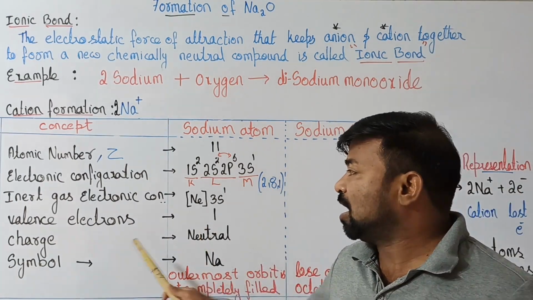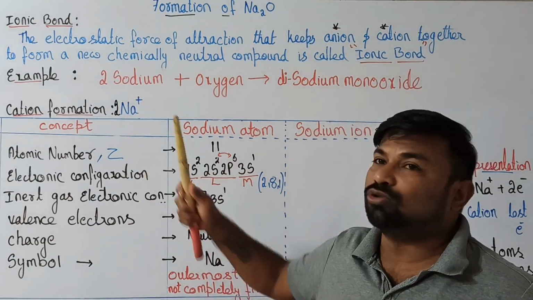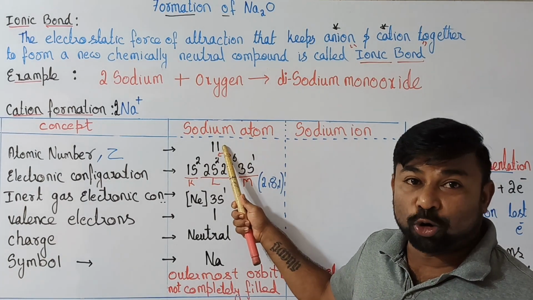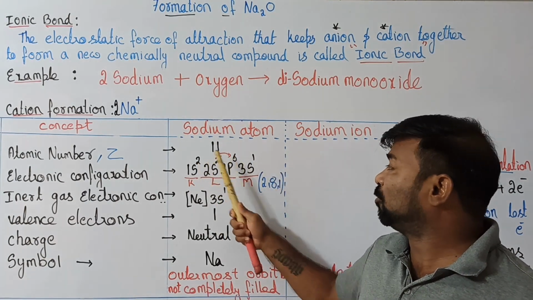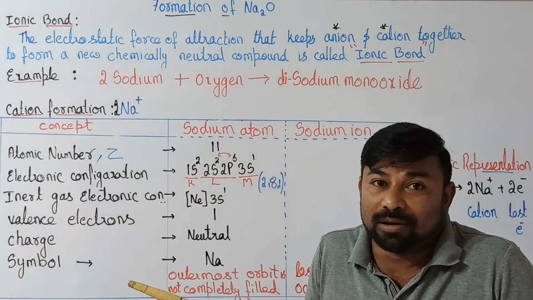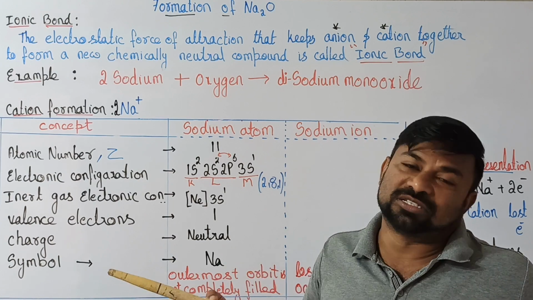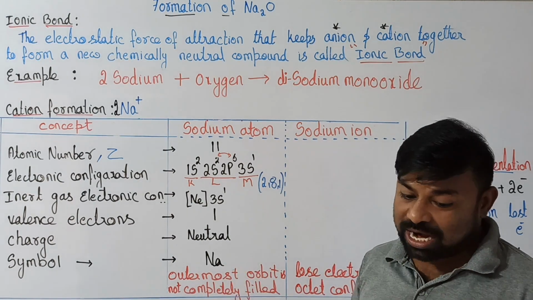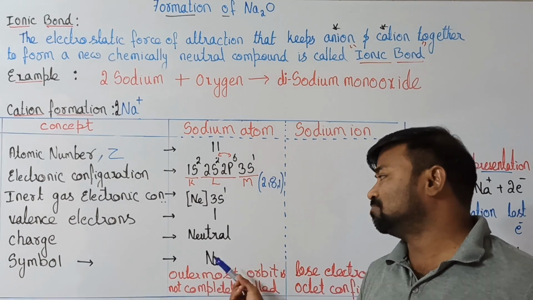So forget about that. Now, charge. What is the charge of the sodium atom? 11 protons and 11 electrons, equal number. If it is an equal number, the charge is neutral. In the same way, the sodium atom, the symbol is Na.